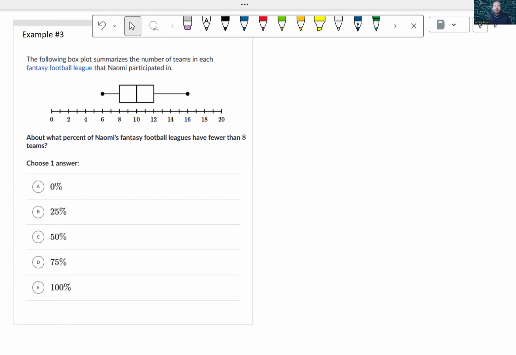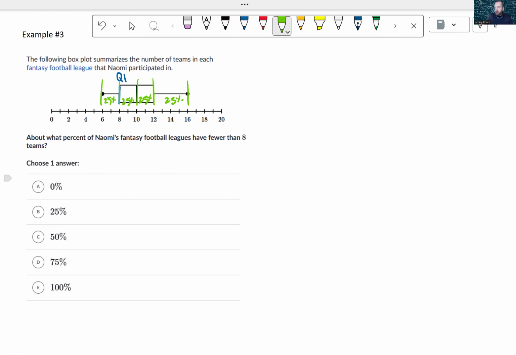Okay, the next example here is saying that this box plot summarizes the number of teams in each fantasy football league that Naomi participated in. What percent of Naomi's fantasy football leagues have fewer than 8 teams? So now we're looking at 8 teams. That's at Q1. Again, if we separate this into sections, this is 25% in each of these sections.